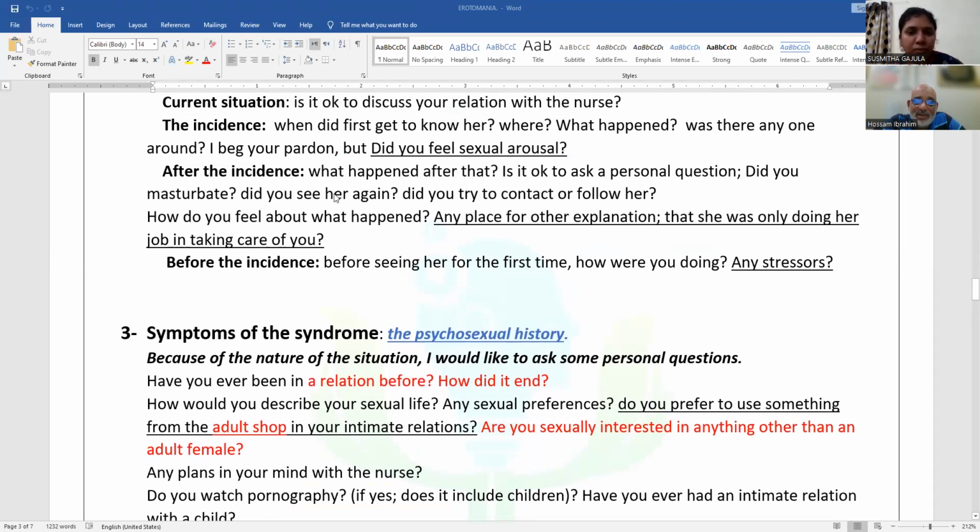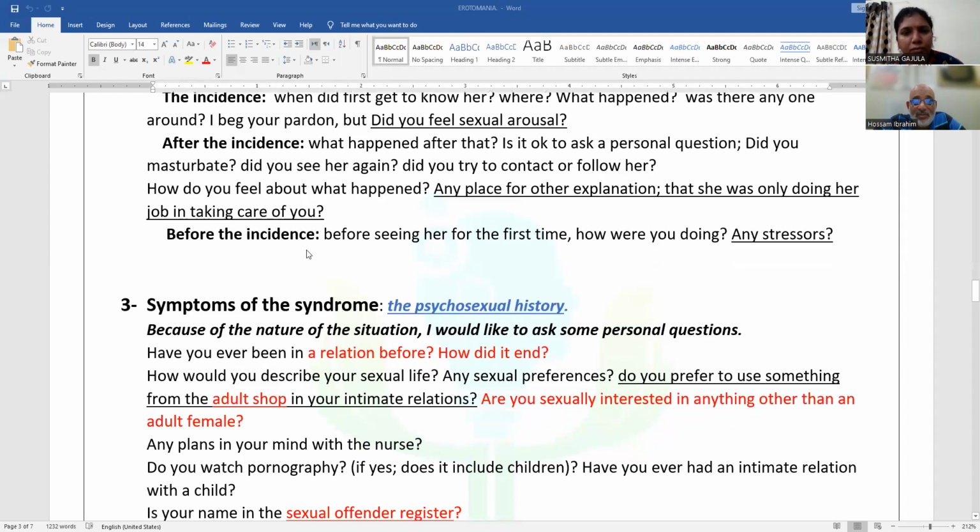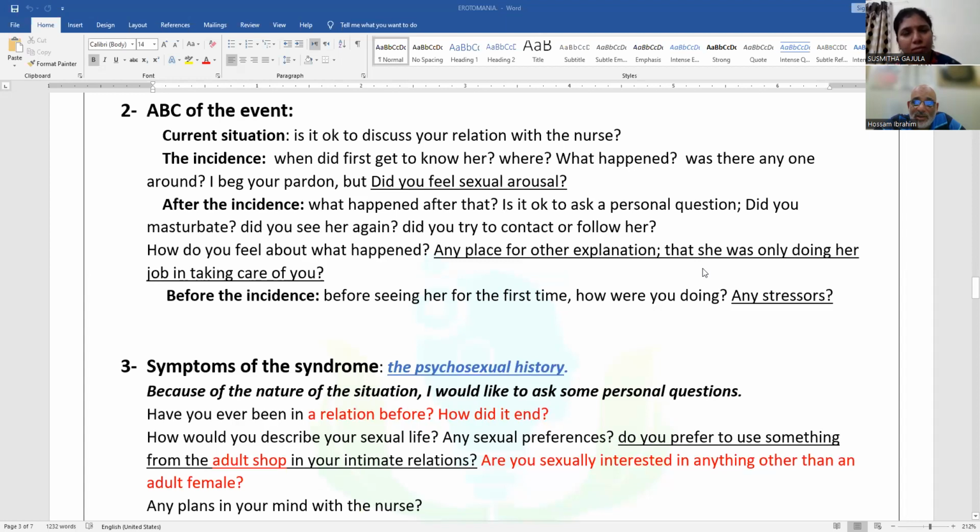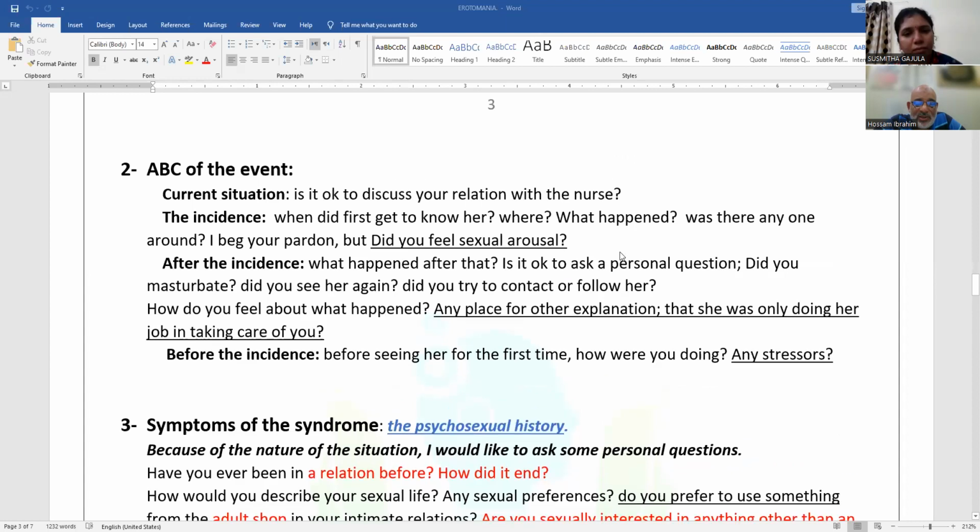After the incident, you have to know what happened after that. Did you masturbate? And definitely you must take permission. Did you see her again? Did you try to contact her? How do you feel about what happened? And the good question you asked: any place for any other explanation, that she was only doing her job? And then you want to ask about before the incident, very important. Before seeing her for the first time, how were you doing? Any stresses? Usually those who are involved in erotomania most probably have stressors, like exhibitionism.